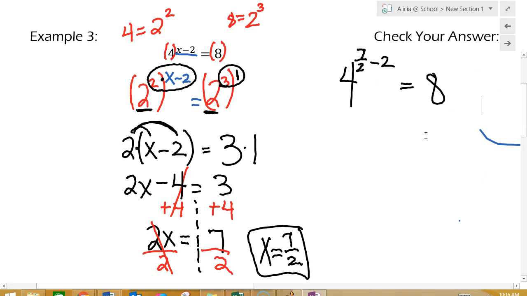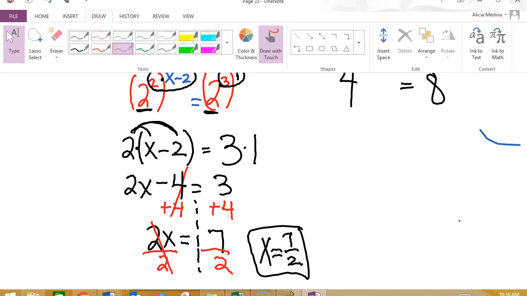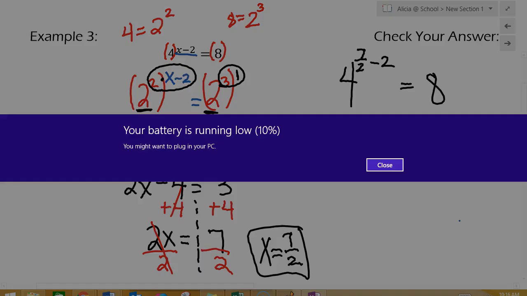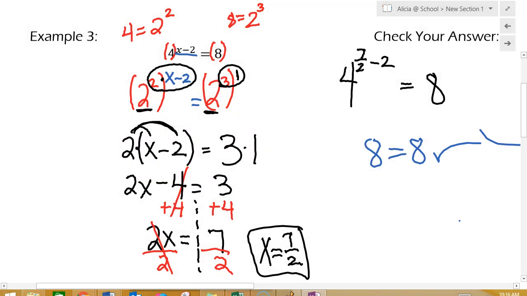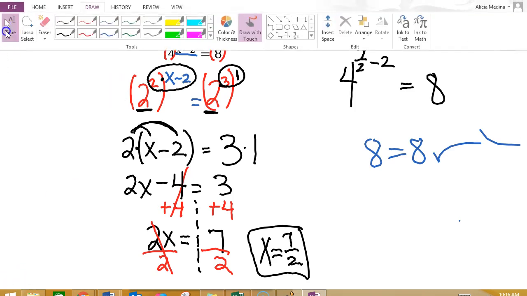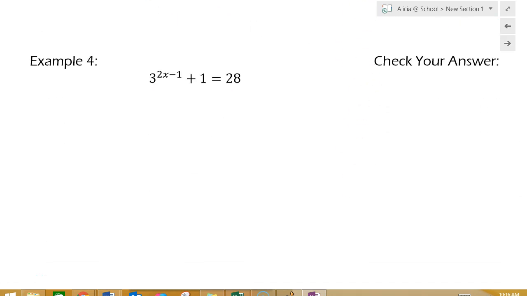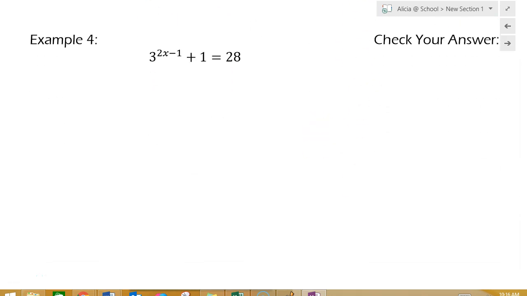So I checked my answer. It's good to go. I know that this is going to be 8 equaling 8. Good. Move on to my last example. So looking at example number 4, I have 3 raised to the 2x minus 1, plus 1, equals 28.